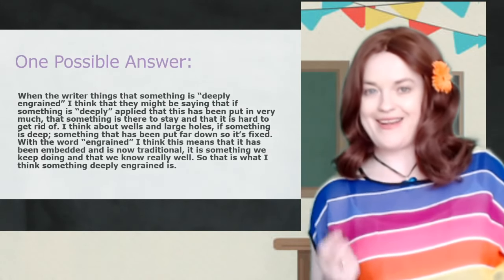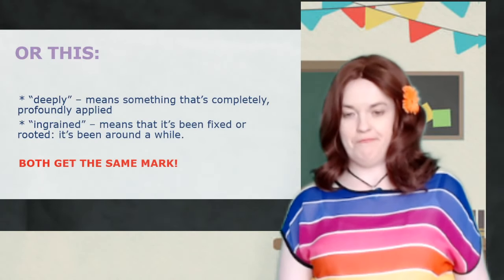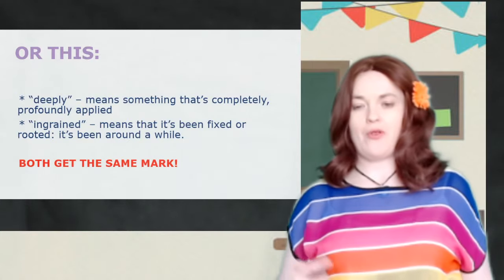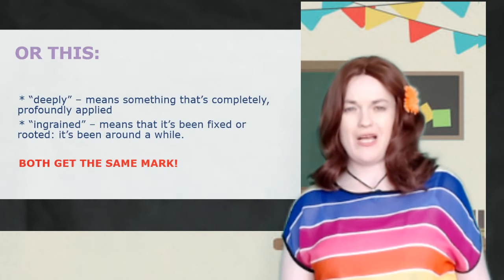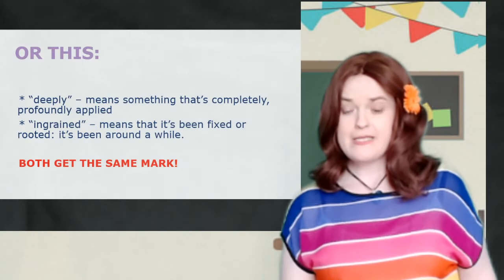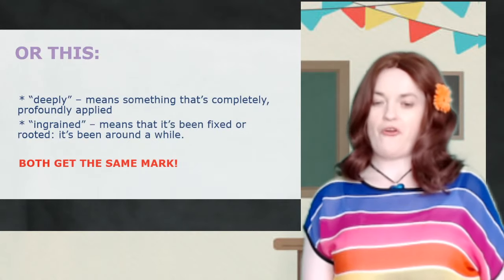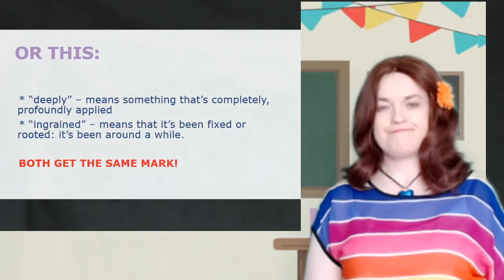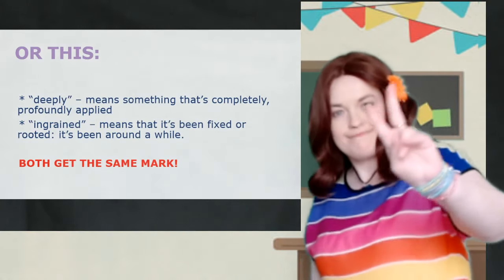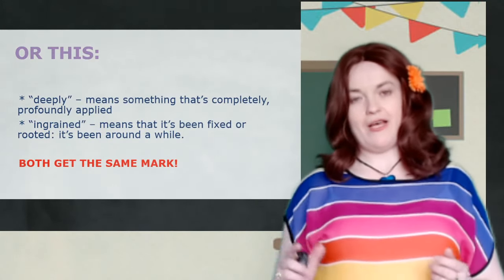Here's the second example. Deeply means something that's completely, profoundly applied. Bullet point. Second bullet point, ingrained. Means it's been fixed or rooted. It's been around a while. 2 marks. So that is an ideal answer.